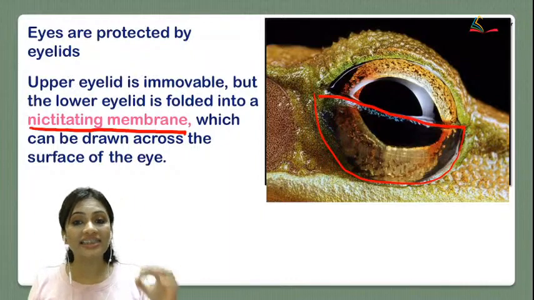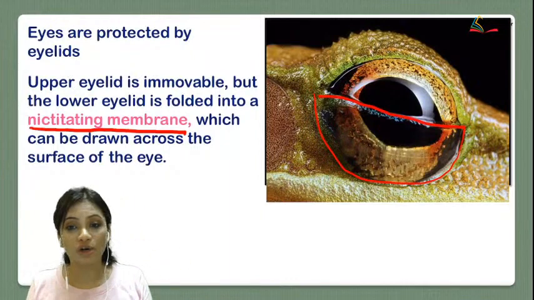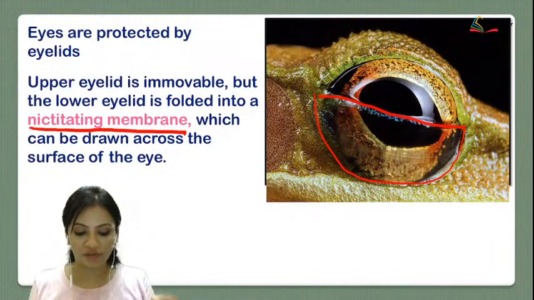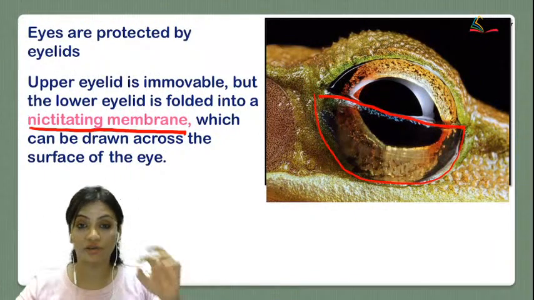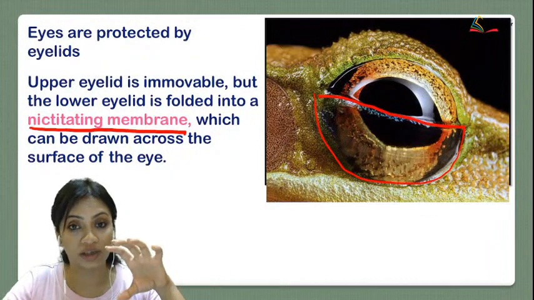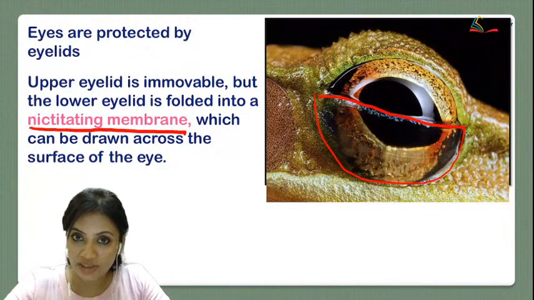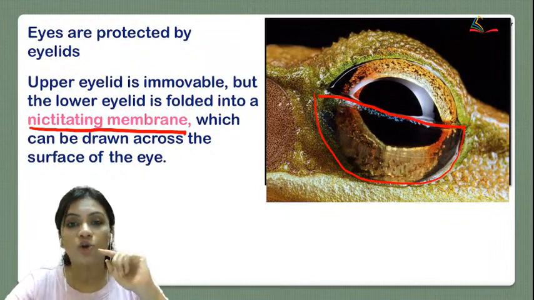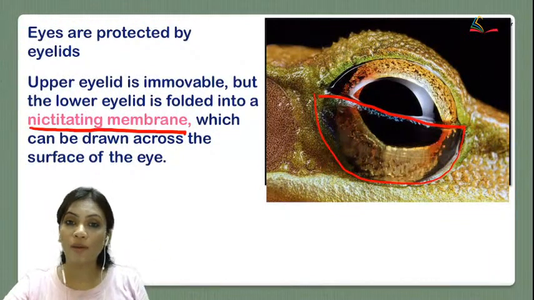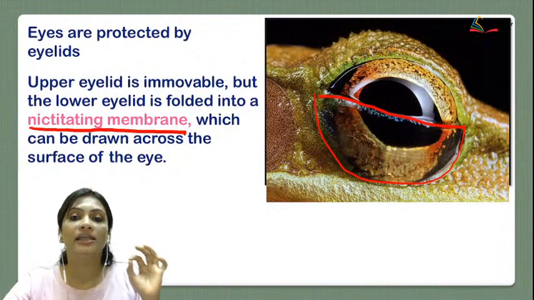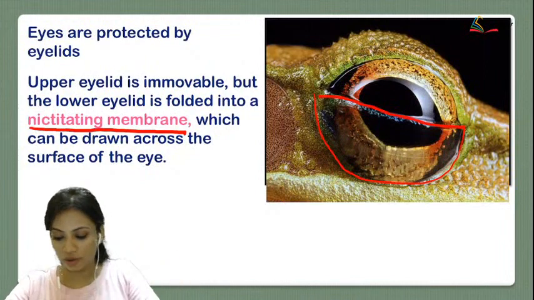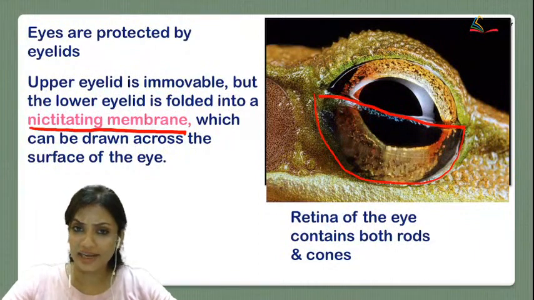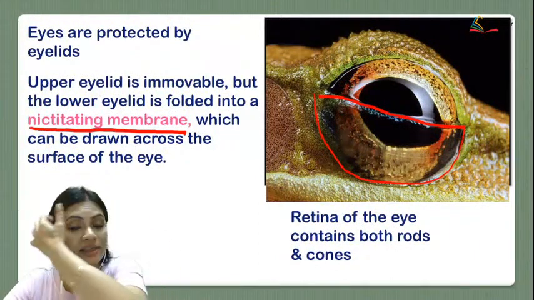It has a nictitating membrane which can be drawn across the surface of the eye so that the eyes of the frog can be protected. Remember, for the frog's protection, which eyelid is going to be responsible? It will be that lower eyelid which is folded to form a membrane called the nictitating membrane.